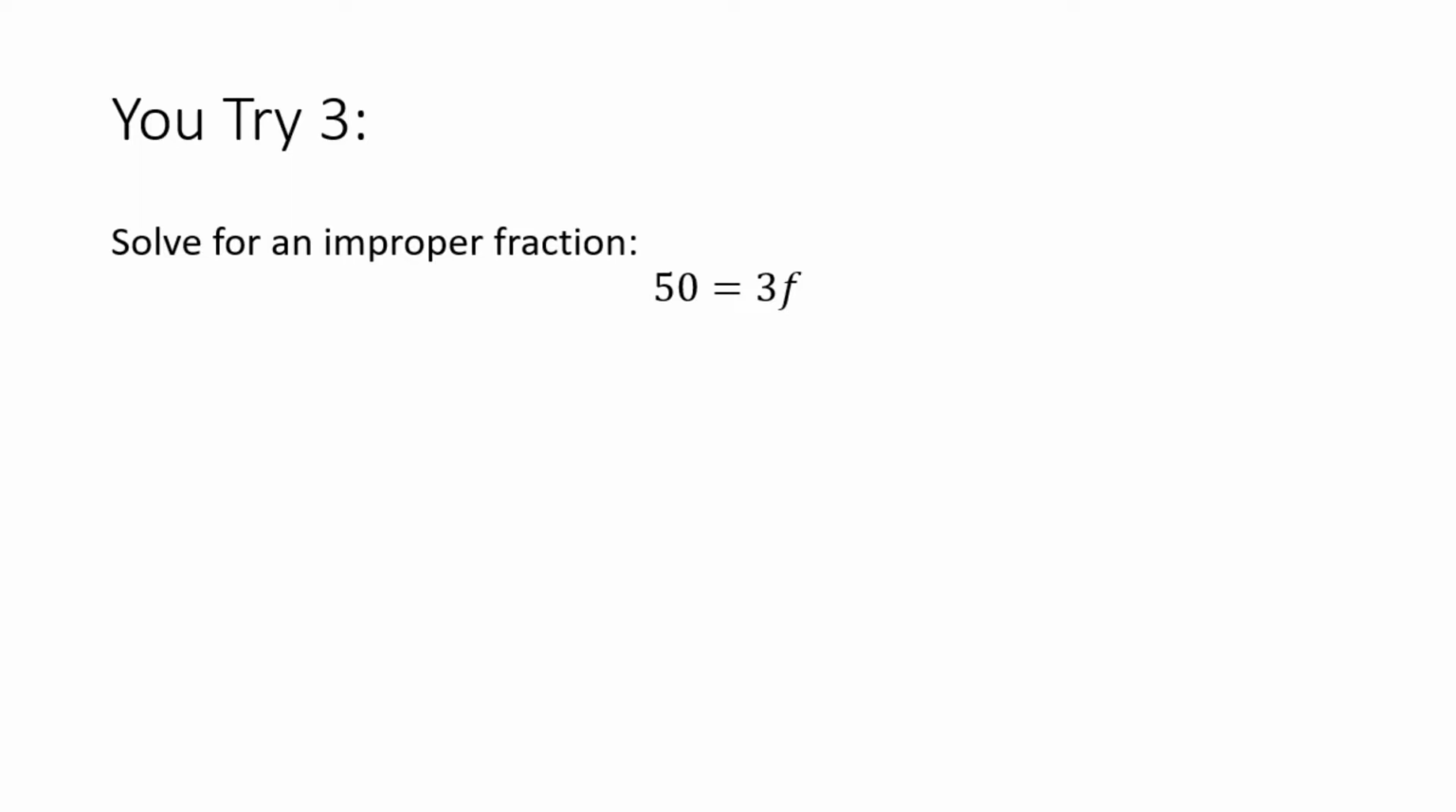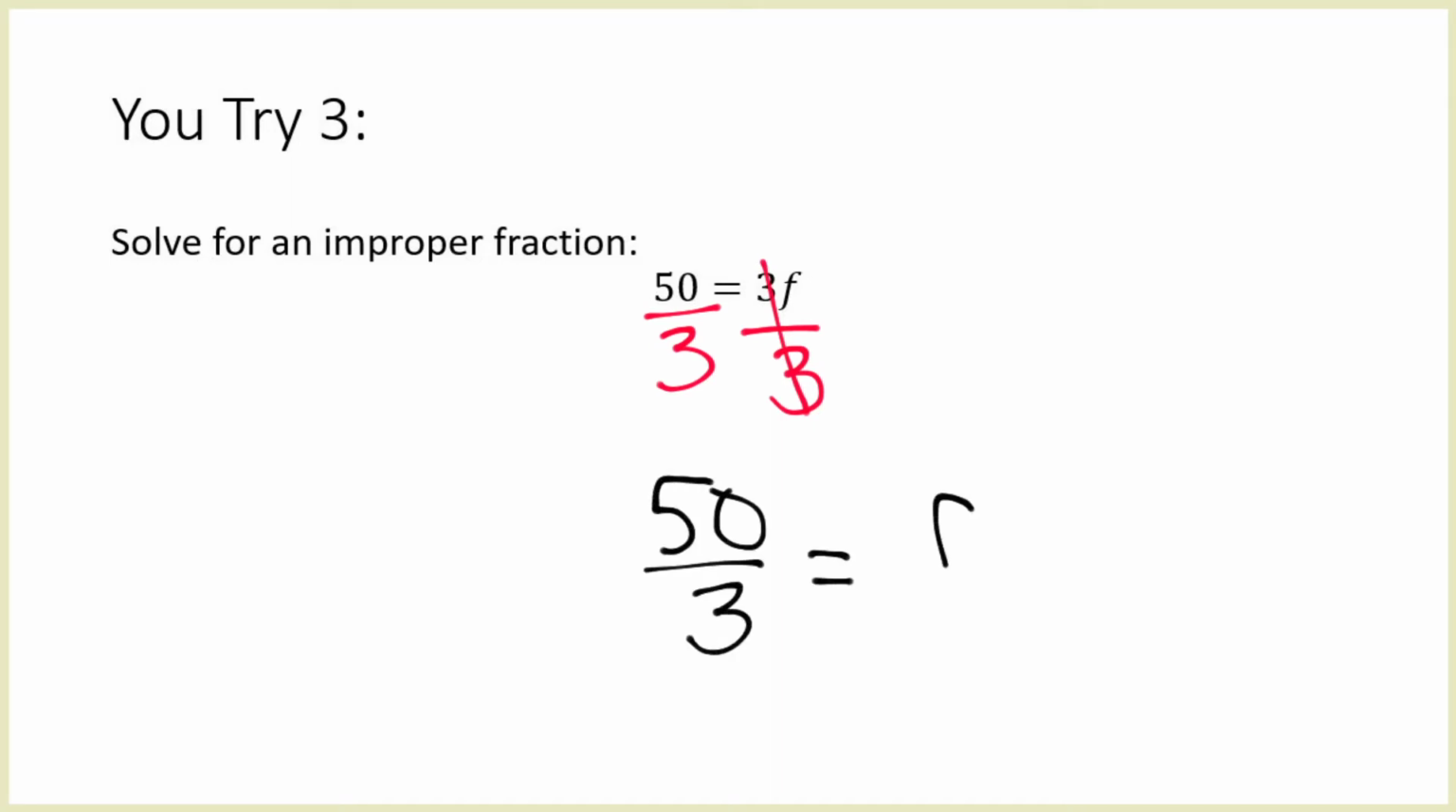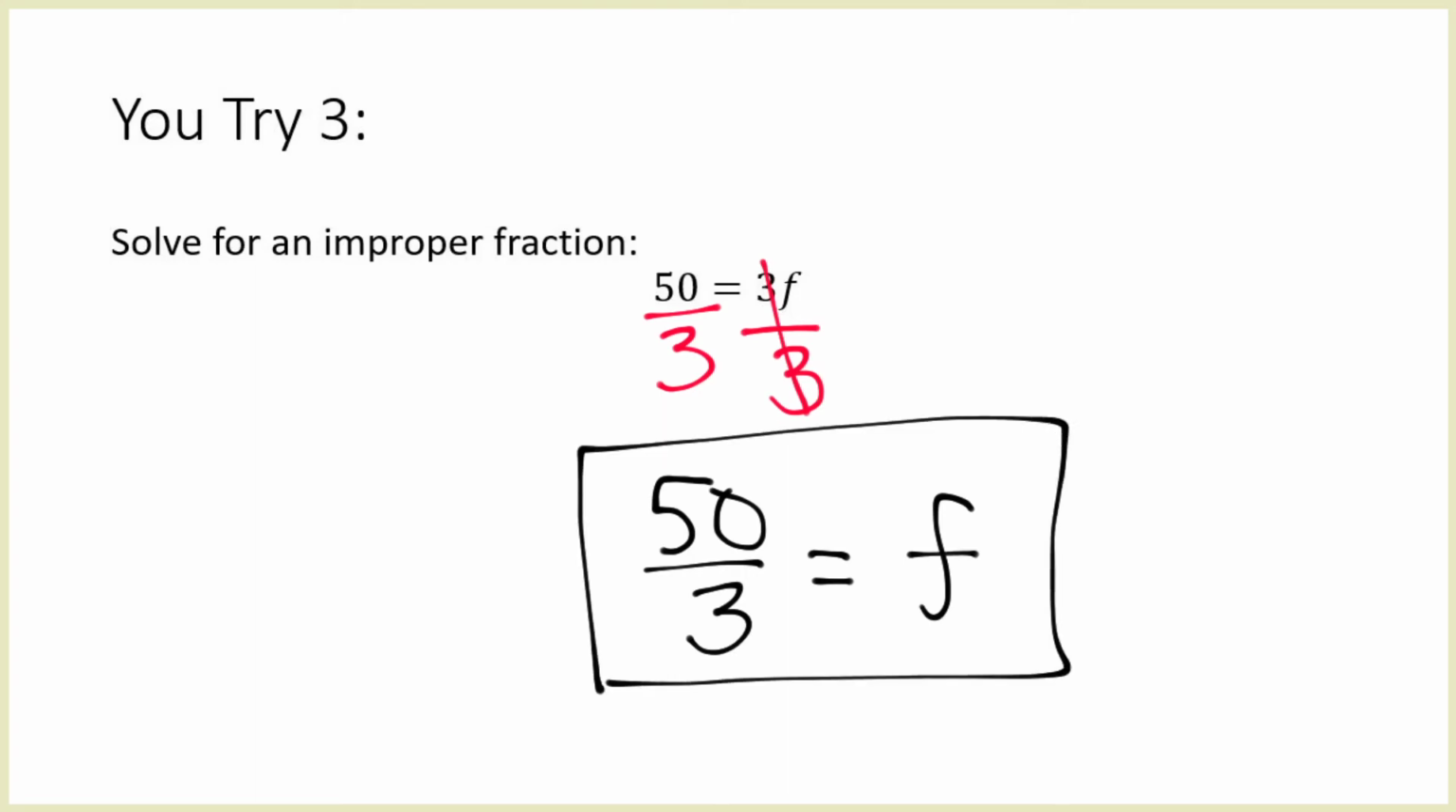Okay, now that you've done it on your own, let's do it together. So, I need to divide both sides by 3. And when I do that, I'll get 50/3 is equal to f. And since it's an improper fraction and I can't reduce it anymore, I'm done.